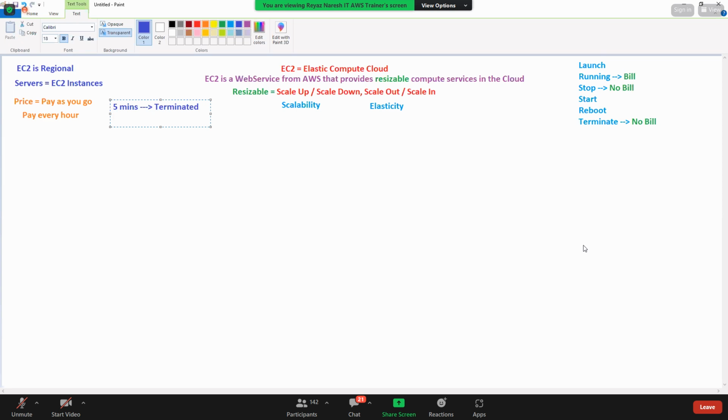You launch an EC2 instance, you use it only for 5 minutes, and then you terminate it. Again, you launch it, use it for 5 minutes, and again terminate it. Tell me how much time AWS will bill for this. Answer. Some people are saying 10 minutes. Some people are saying 1 hour.